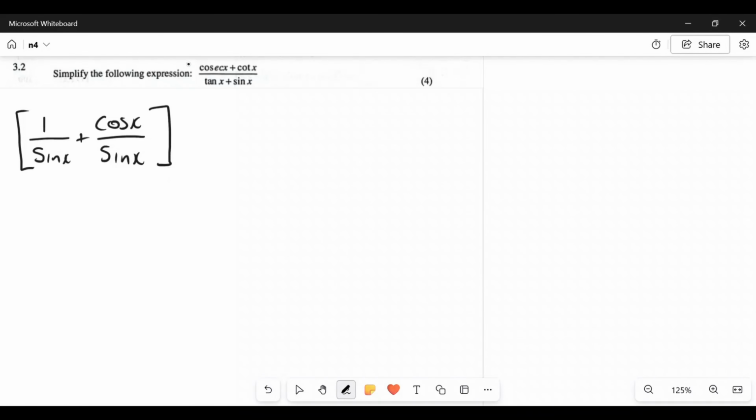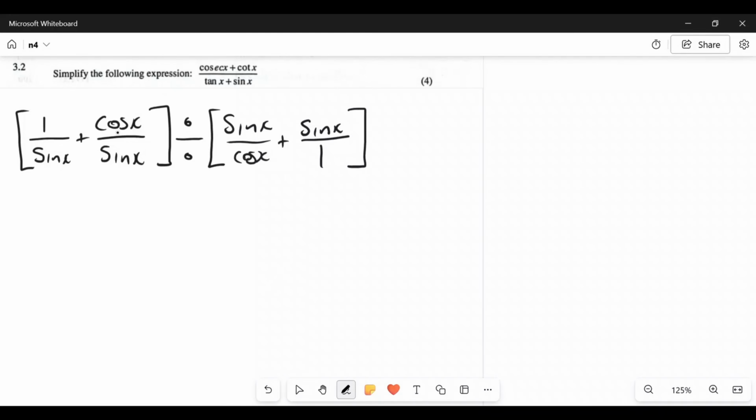Then close bracket. Instead of writing this line here, we can write this as the division sign. We can also change our tan and make it sin x divided by cos x. There we go. Plus sin x divided by 1. Close bracket like this. What I just did with tan and cot is what we call the quotient identities. So that's why you can change cot into cos over sine. You can also change tan into sine over cos.